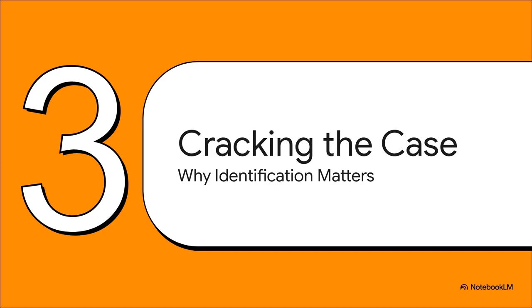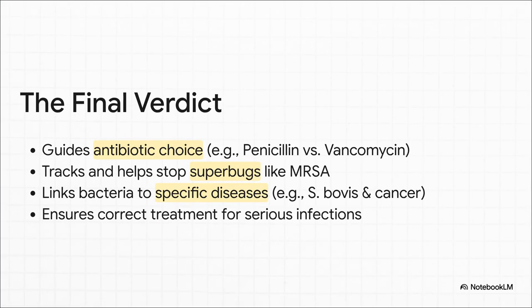So we've gone through all this detective work, from catalase tests to salt tolerance. Why? Why does correctly identifying these microscopic culprits matter so much? Well, the final verdict couldn't be clearer. Accurate identification is literally the cornerstone of modern medicine. It makes sure patients get the right treatment instead of the wrong one.